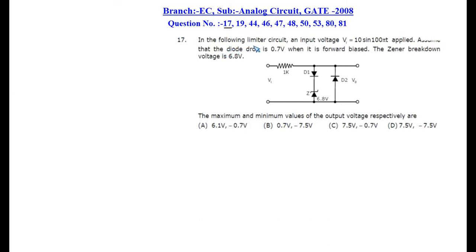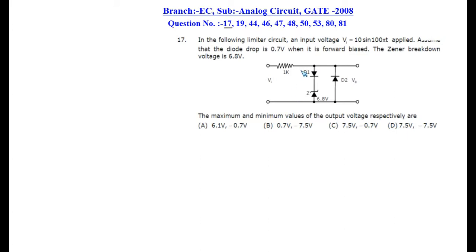In question number 17, a circuit is given with a combination of a Zener diode and a diode. Here a sinusoidal input voltage with an amplitude of 10 volt is applied. It is given that the Zener diode has a breakdown voltage of 6.8 volt and each diode has a drop of 0.7 volt when in forward bias. We have to find the maximum and minimum value of the output voltage.